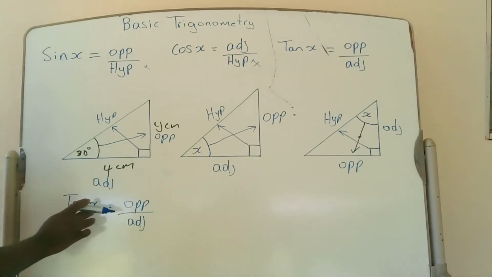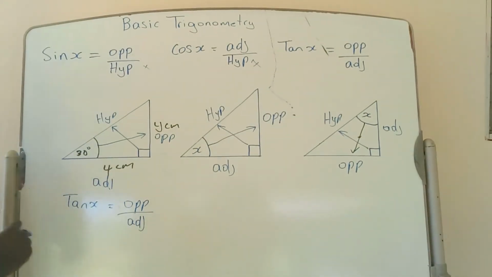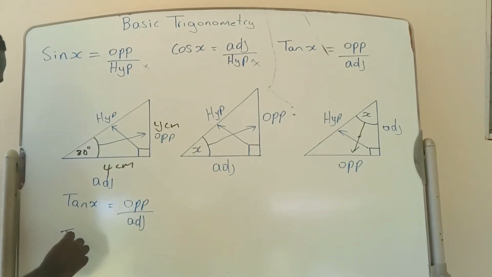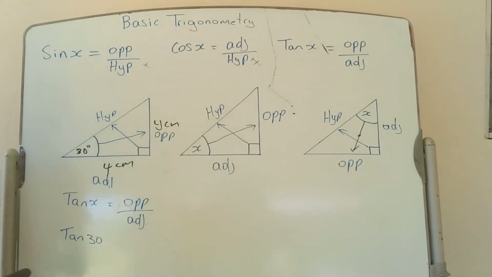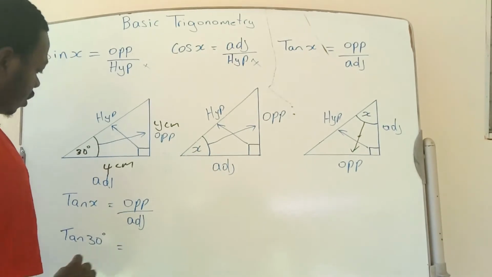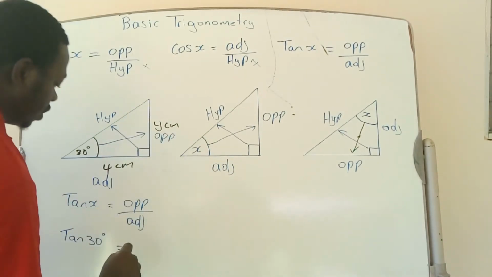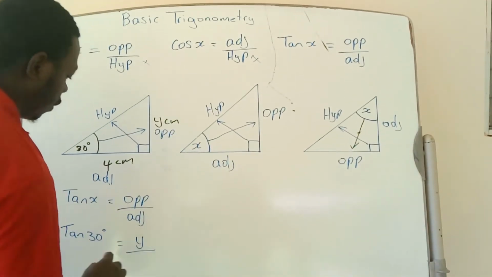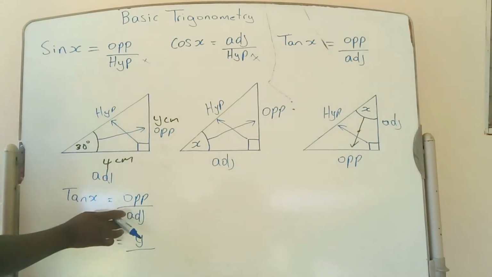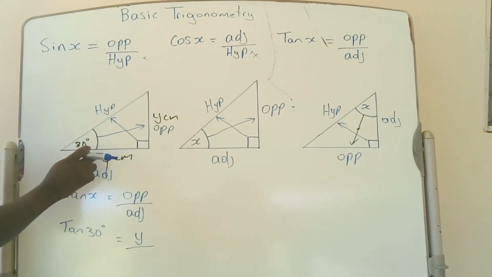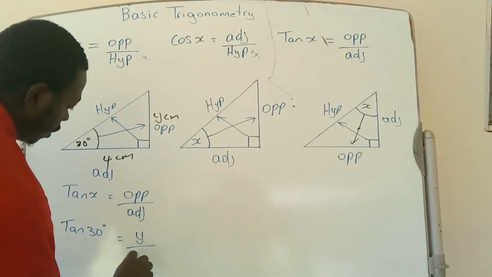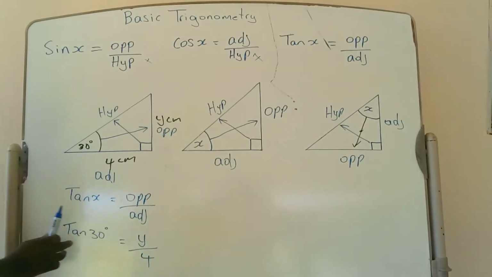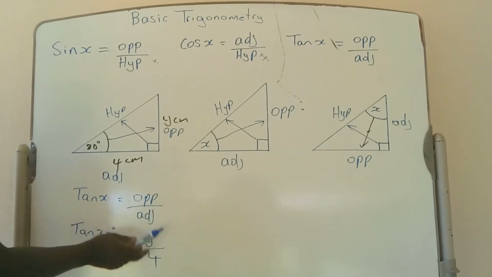Now, what is x in this case? X in this case is 30, so you say that tan 30 degrees is equal to opposite. What's the opposite length? Which is y over what? Over the adjacent. But what's the adjacent length? The adjacent length here is 4. So tan 30 is equal to y over 4.